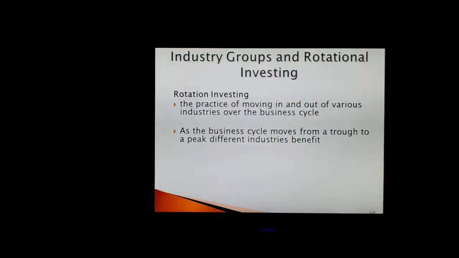Lastly, rotation investing. The practice of moving in and out of various industries over the life cycle. As the business cycle moves from trough to peak, different industries benefit. So, utility companies may be a good firm to invest in during a recession, whereas at the top of the market, technology stocks may be the one to buy as we're getting to the top.